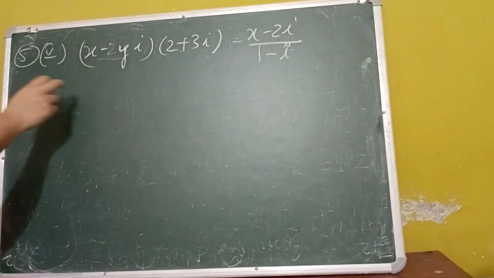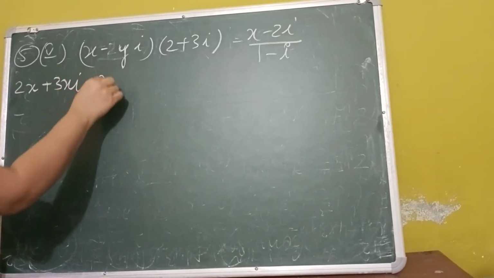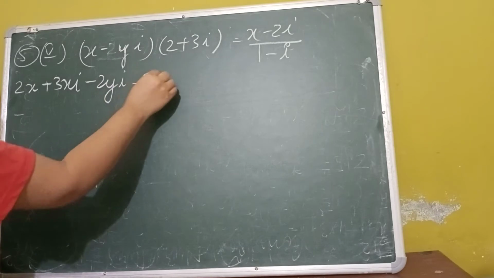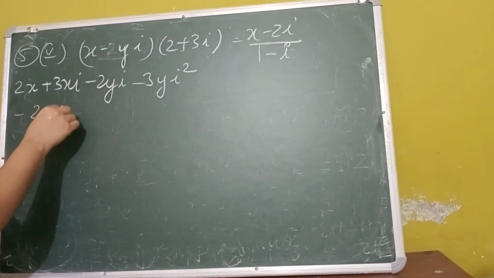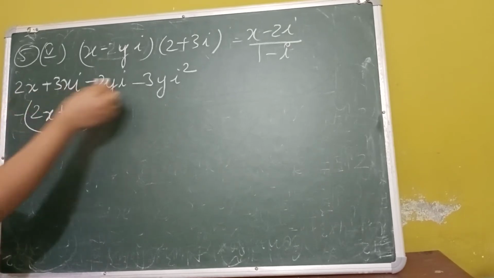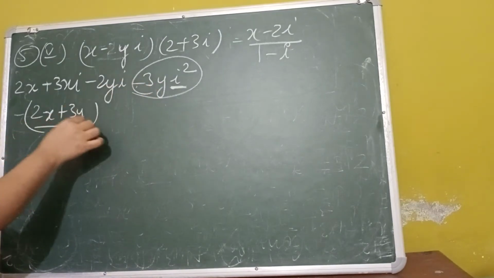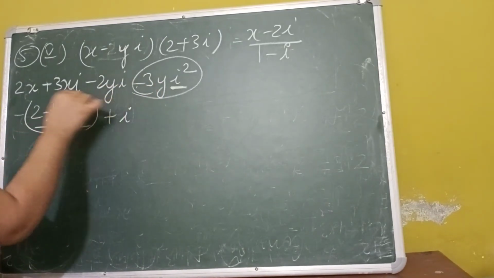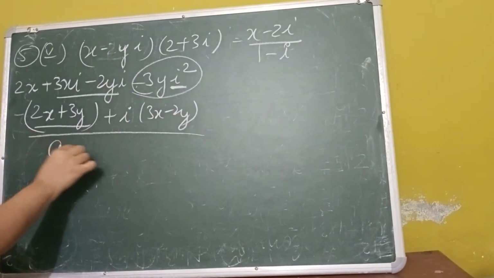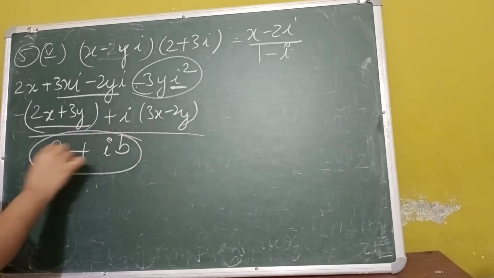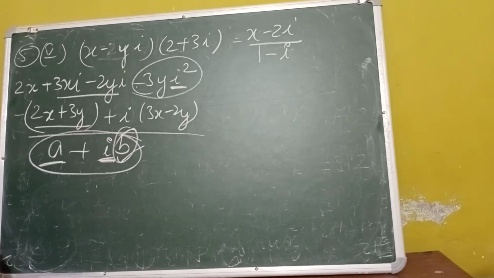If I solve the left hand side, what will it be? It will be 2x plus 3xi minus 2yi minus 3yi square. So it will be 2x plus 3y, I can take it in a bracket because this i square will be minus 1. So it will be plus 3y. I have taken it in a separate bracket, and this one with i is 3x minus 2y. This is what I have changed into the form of a plus ib, that means the term without the imaginary unit and the term with the imaginary unit.